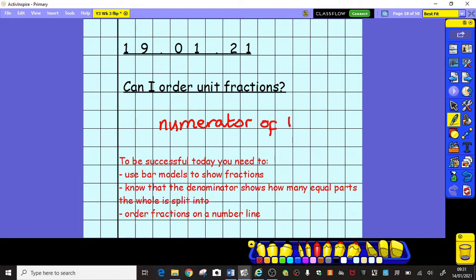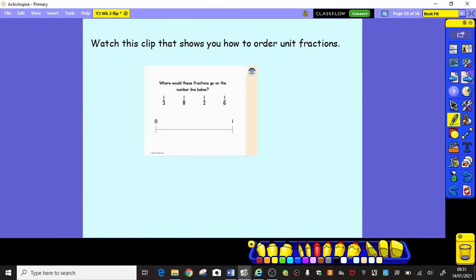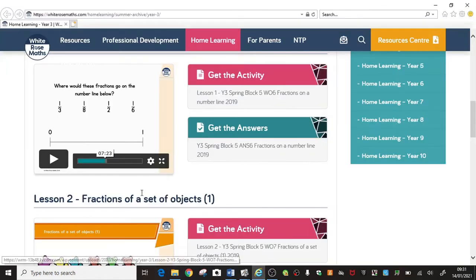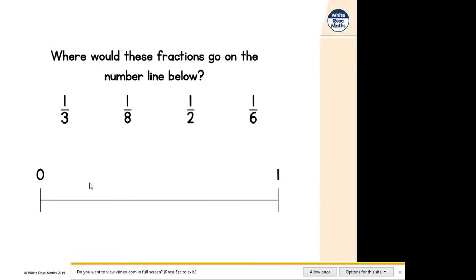And to be successful today, you're going to need to use some bar models to show the fractions. You need to know that the denominator shows how many equal parts the whole thing has been split into, and you're going to be able to order fractions on a number line. So we've got a short clip to watch that is explaining what you need to do. Here we go.